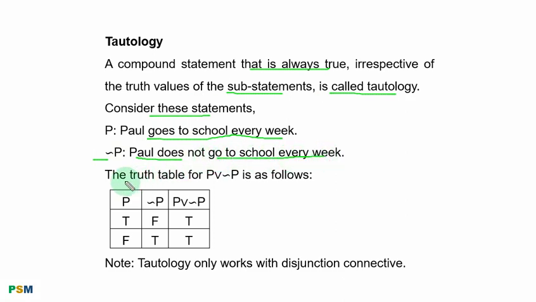The truth table for P or negation P is as follows. You have P, just a single statement, 1 to 1. You have T, F. The negation becomes F, T. For OR, it is only false when both are false. We don't have that here. It means the outcome becomes true.